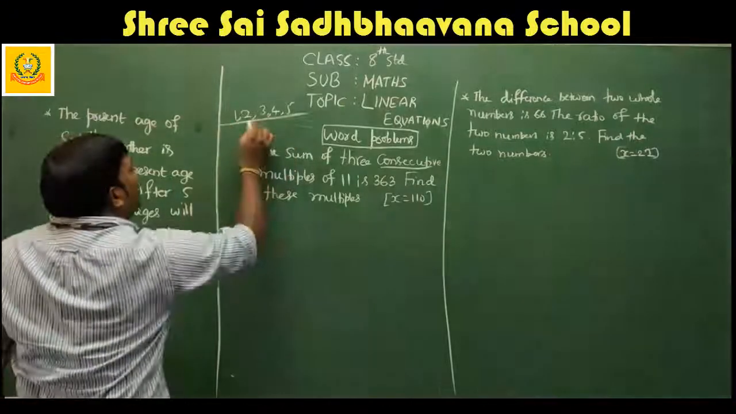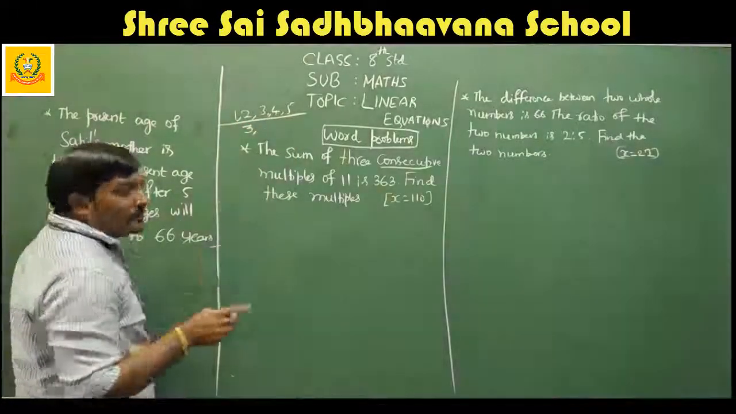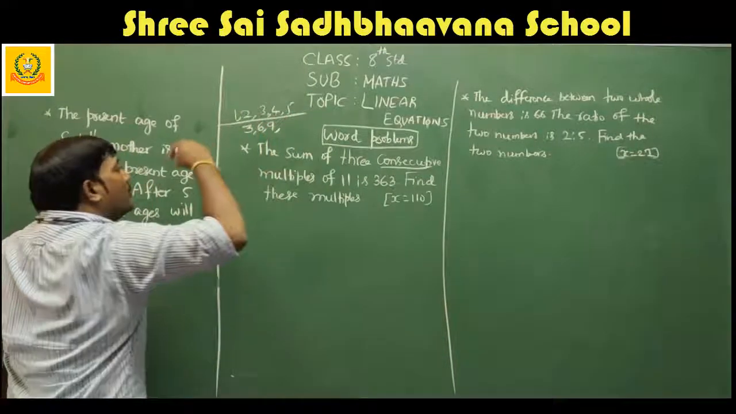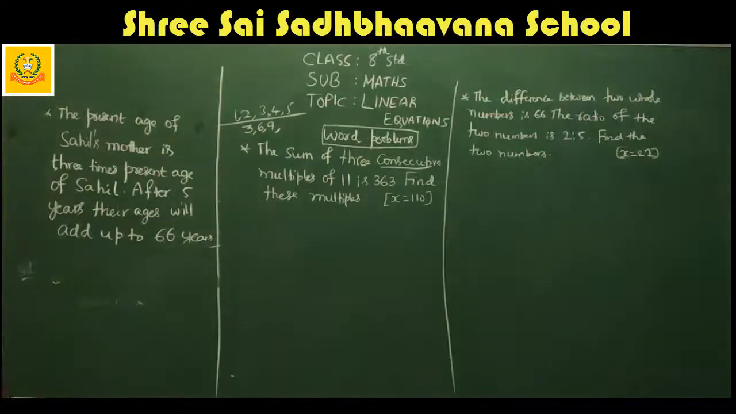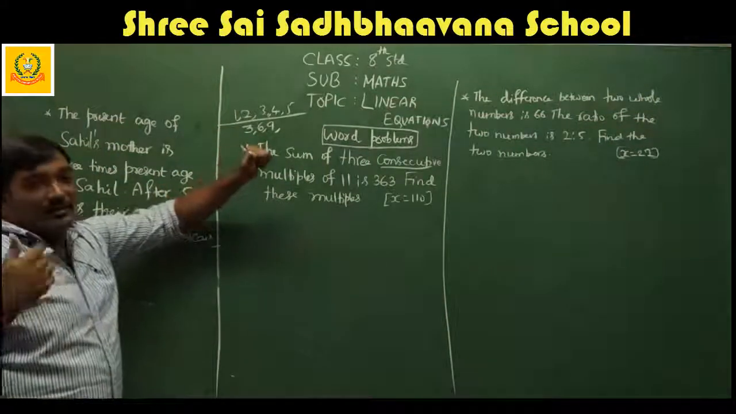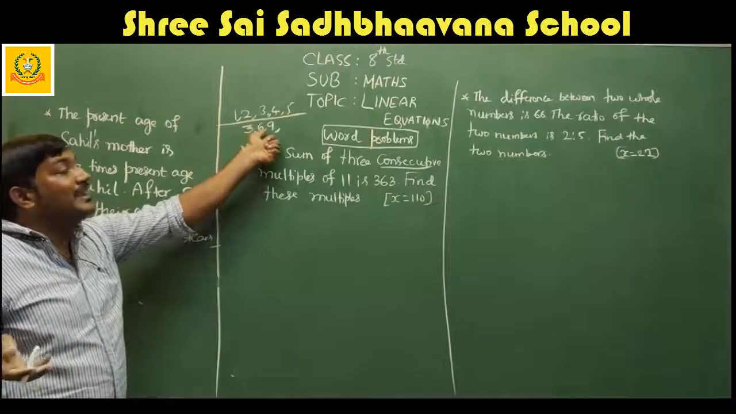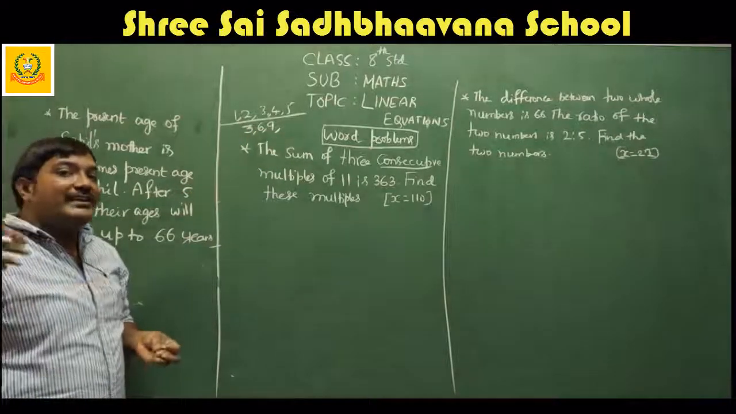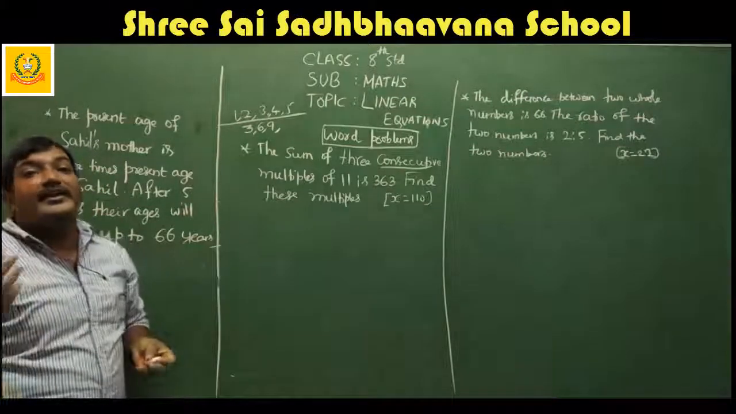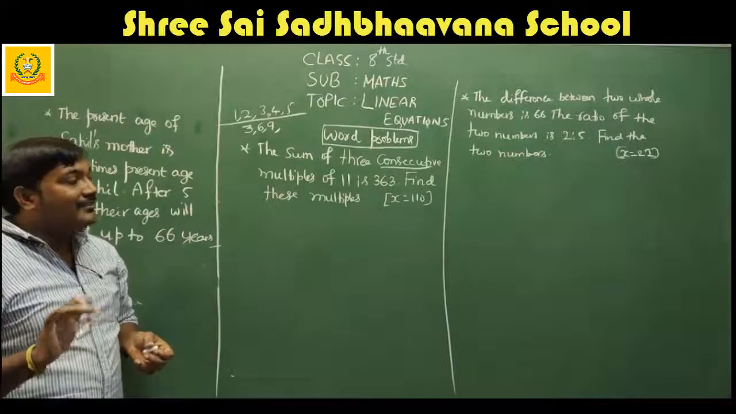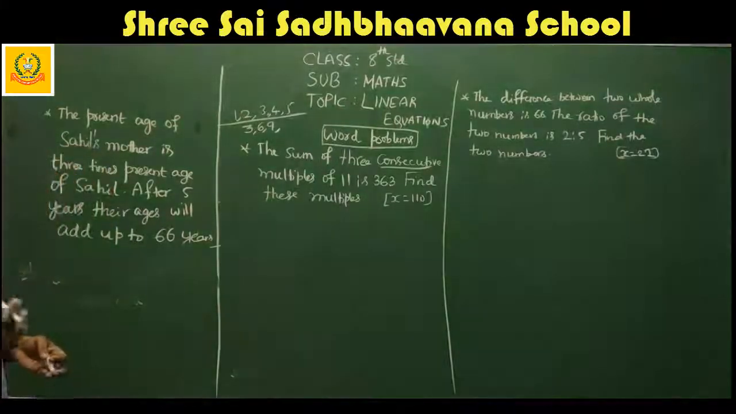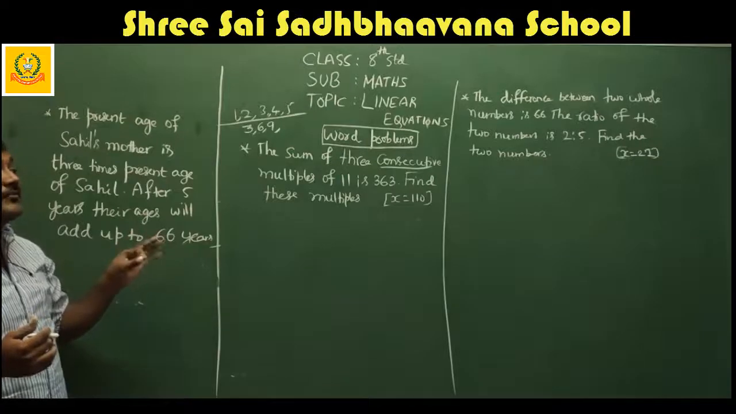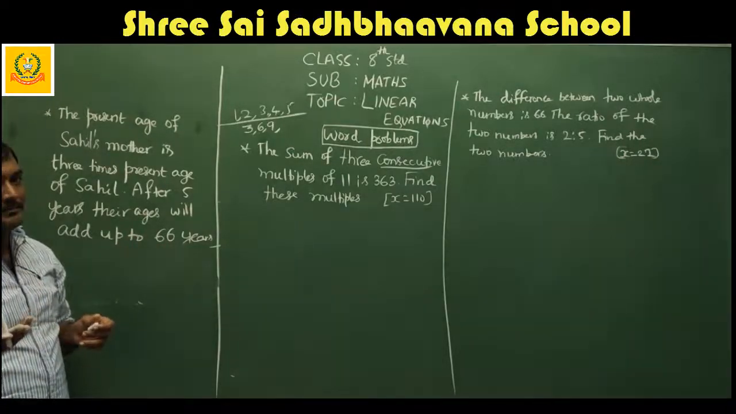What are the multiples of 3? 3 is the first number, a multiple of 3. 3 plus 3, 6. 6 plus 3, 9. And you keep on writing like that. So by adding 3 consecutively, you are getting the consecutive multiples of 3. Similarly, here, how to get the consecutive multiples of 11?